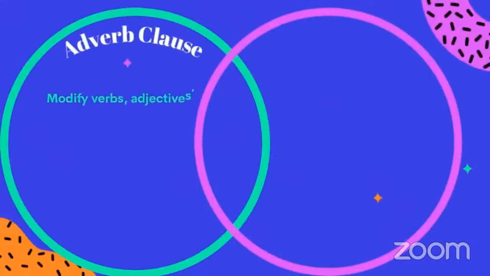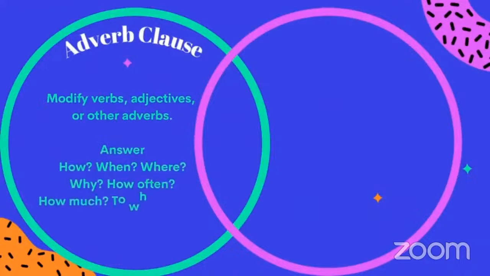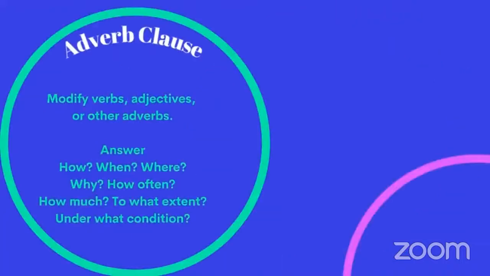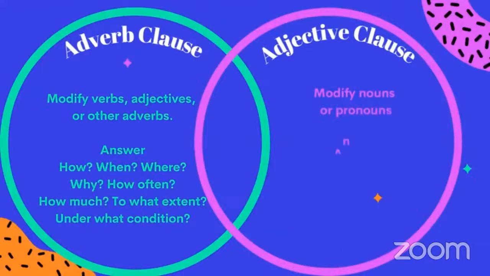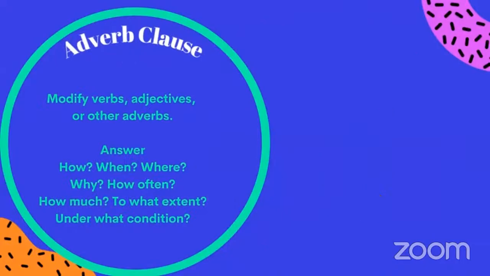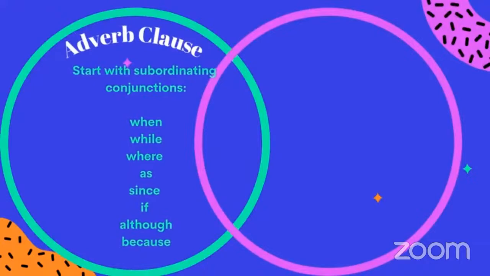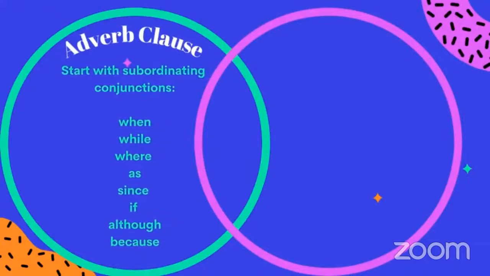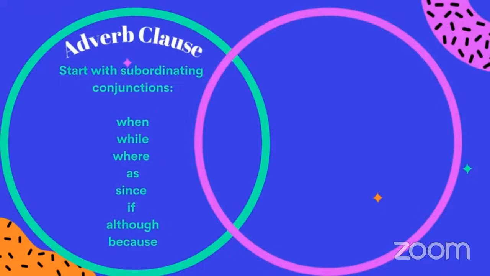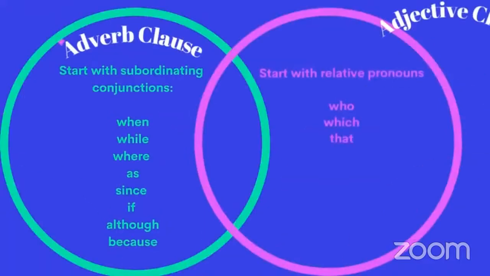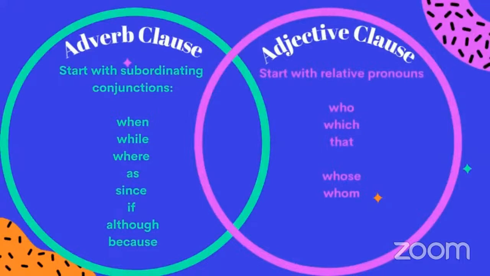However, adverb clauses modify verbs, adjectives, or other adverbs, and answer how, when, where, why, how often, how much, to what extent, and under what condition, while adjective clauses modify nouns or pronouns and answer what kind, how many, which, or whose. Adverb clauses start with subordinating conjunctions like when, while, where, as, since, if, although, and because. On the other hand, adjective clauses start with relative pronouns like who, which, that, whose, and whom.